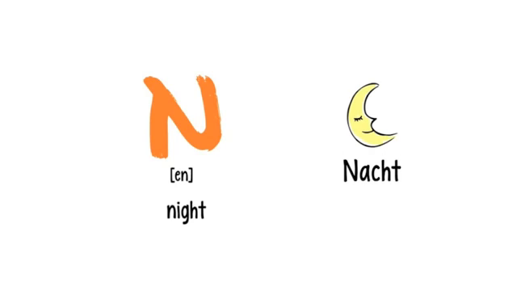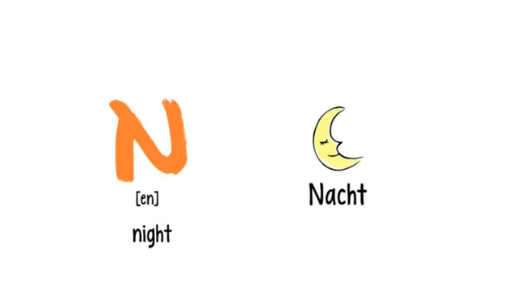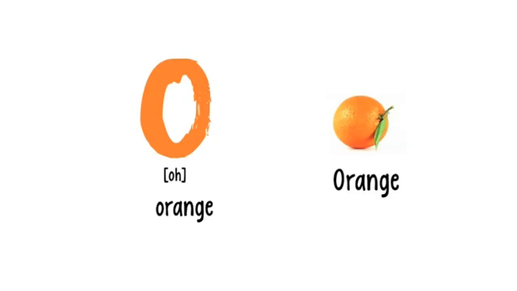N is pronounced like the N in the word night, and the translation for night in German is Nacht. O is pronounced like orange, and the translation for orange in German is Orange.